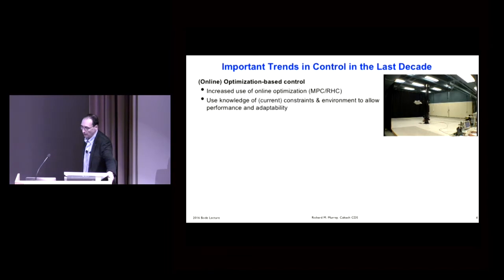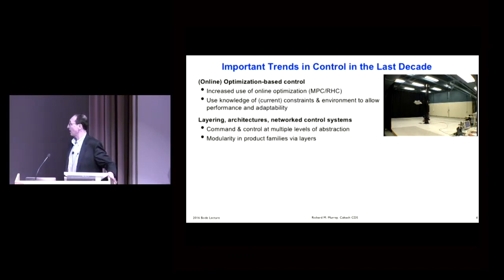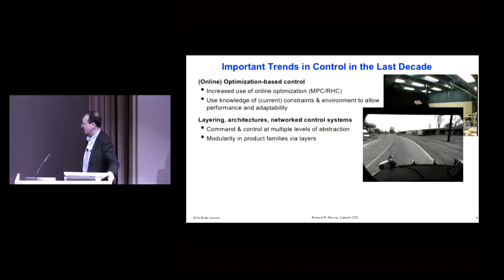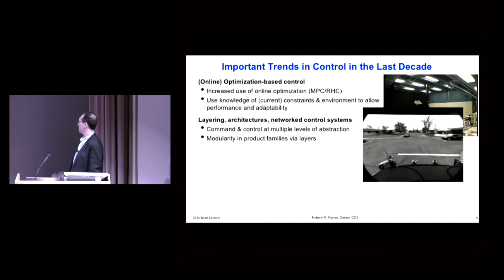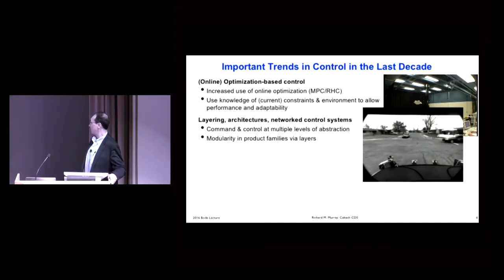So that's one. A second area that has received a lot of attention in the last decade or so is thinking about the architecture of these systems. So this is an example from the DARPA Grand Challenge. This is the Caltech team in the 2007 DARPA Grand Challenge navigating an intersection. We have to wait until the cars go. Once the cars go, then it's our turn to go.